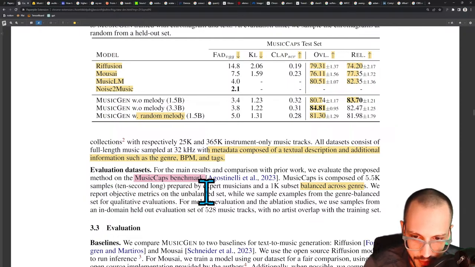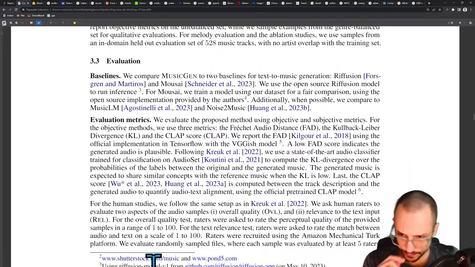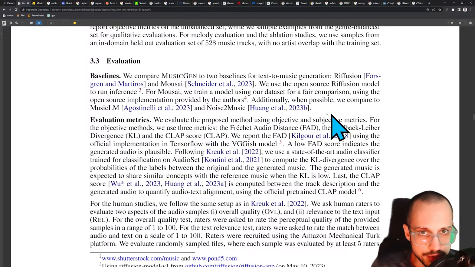We report objective metrics on the unbalanced set while we sample examples from the genre balanced set for qualitative evaluations. We use samples 528, no artist overlap. We compare MusicGen to two baselines for text-to-music: Riffusion and Mousai. We use the open source Riffusion model. We train a model using our dataset for a fair comparison.